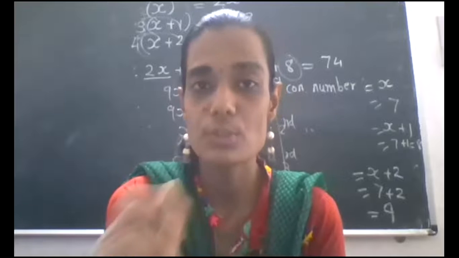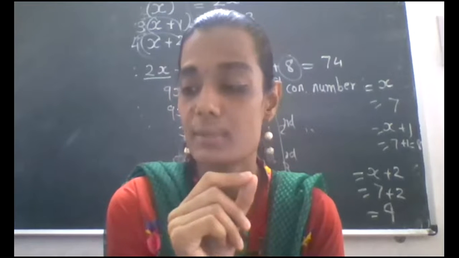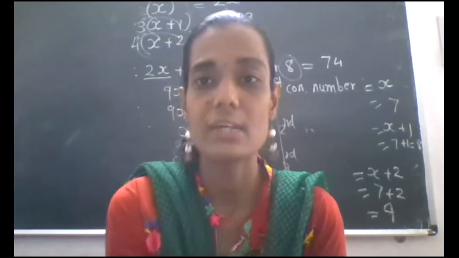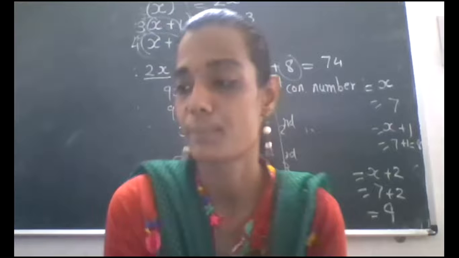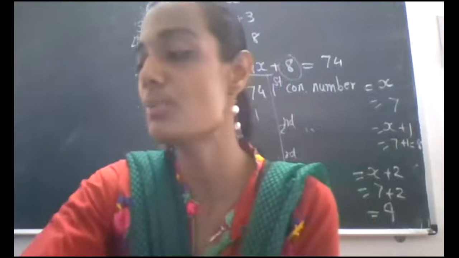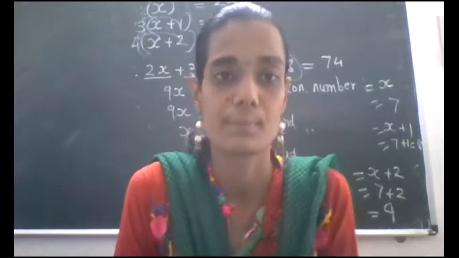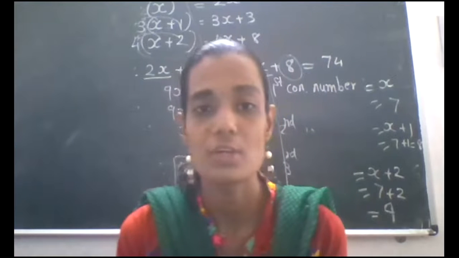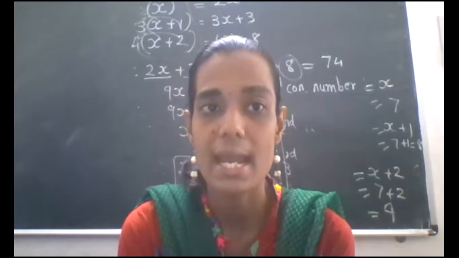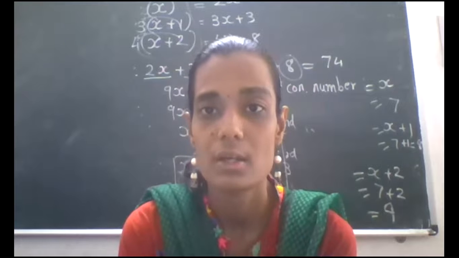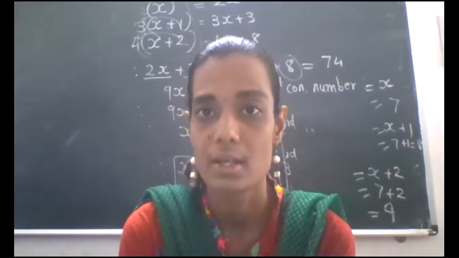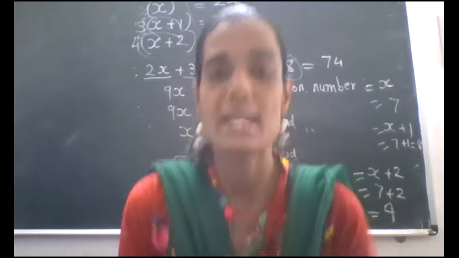So Rahul's age would be 5x and Arun's age would be 7x. Then the next line: after 4 years, Rahul's age would be 5x plus 4, and Arun's age will be 7x plus 4. Understood?